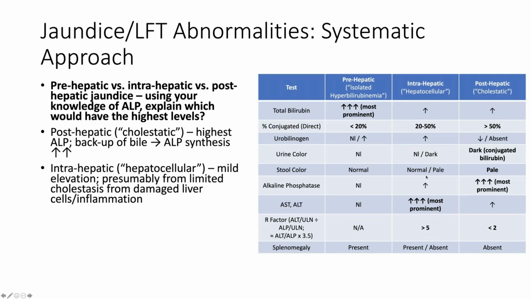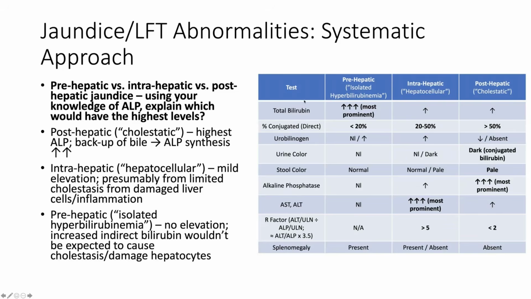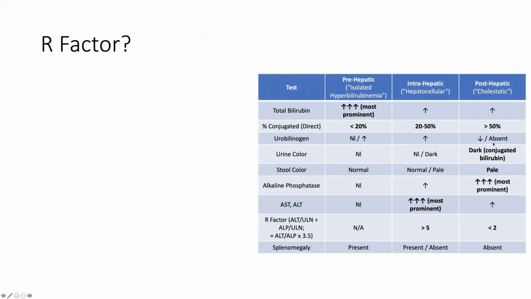So there is a small elevation, right? It's the opposite of the AST and ALT. For hepatocellular, you have a lot of AST and ALT and a little bit of ALK-Phos. For the post-hepatic or cholestasis, you'll have a lot of ALK-Phos and a little bit of AST, ALT. So pre-hepatic, again, it's isolated hyperbilirubinemia. You don't really see much of any of the ALK-Phos. Sometimes you will see something called the R factor.